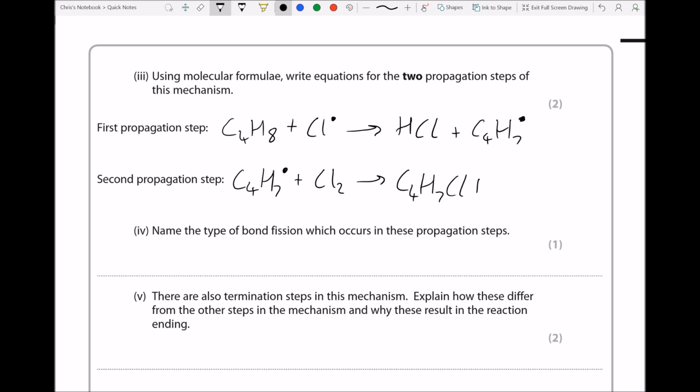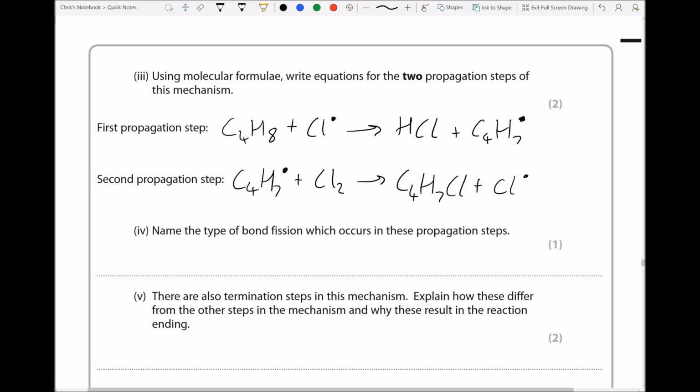C4H7Cl. But also, the radical product of the second propagation step must be a reactant in the first step. So we've got to have Cl dot there. Whatever's here must be the same radical as what's up there. These little prompts help you make sure you're getting the right reaction, because I know sometimes these can be a bit confusing for some people. Okay, so you get 2 marks, one for the first one, one for the second one.